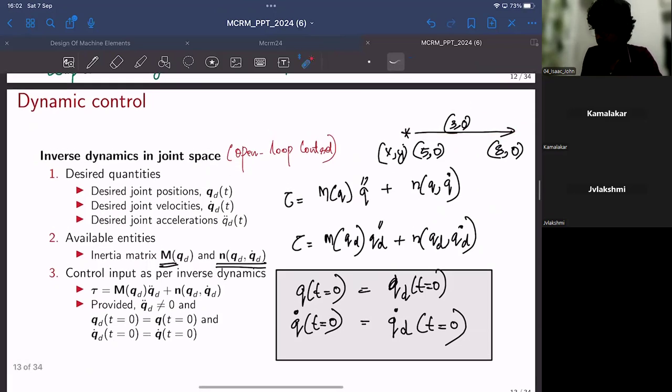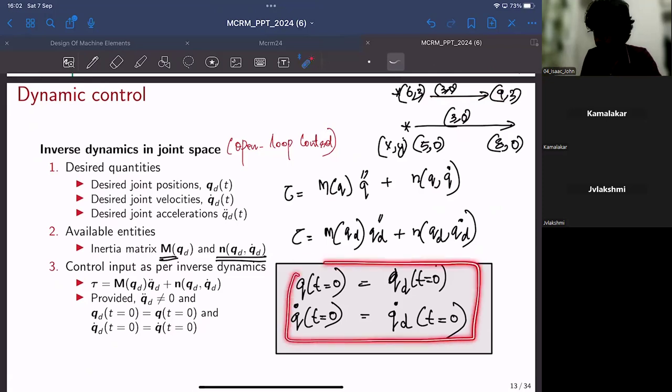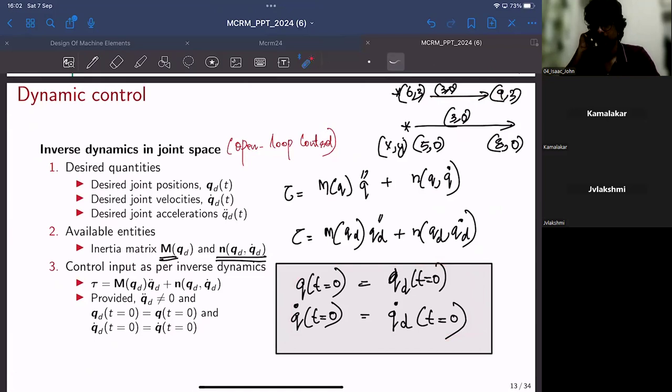But what will happen if your initial position is actually some other place, 6 comma 3? If you give the same control input 3 comma 0, the person will end up at 9 comma 3, right? The movement will still be the same, but it will end up in a different position. So that is the reason why the initial positions and velocities have to be matched. Otherwise, these sort of things will happen for this open loop inverse dynamics law.